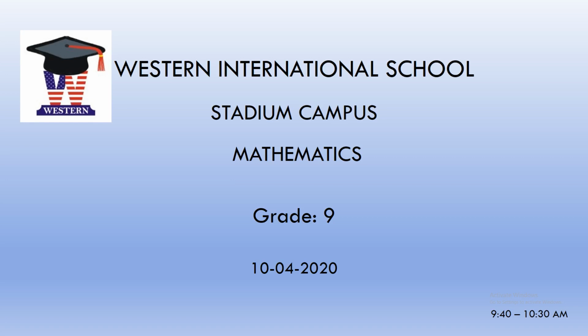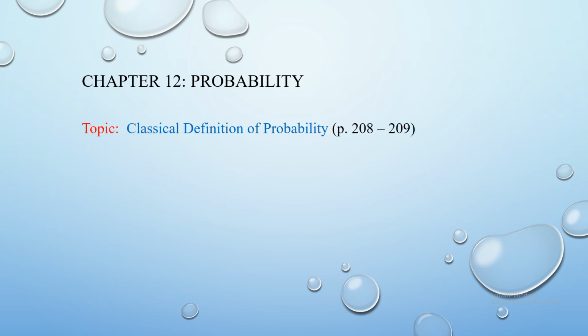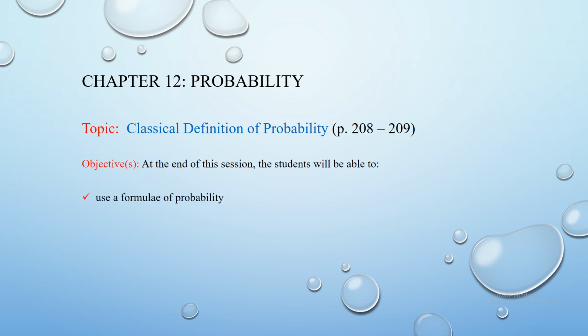Okay, in the second session, we are going to continue our lesson in the third point. The topic is the classical definition of probability, on pages 208 to 209 in your textbook. The objective: after you finish this session, you will be able to use the formulas of probability to calculate simple events.